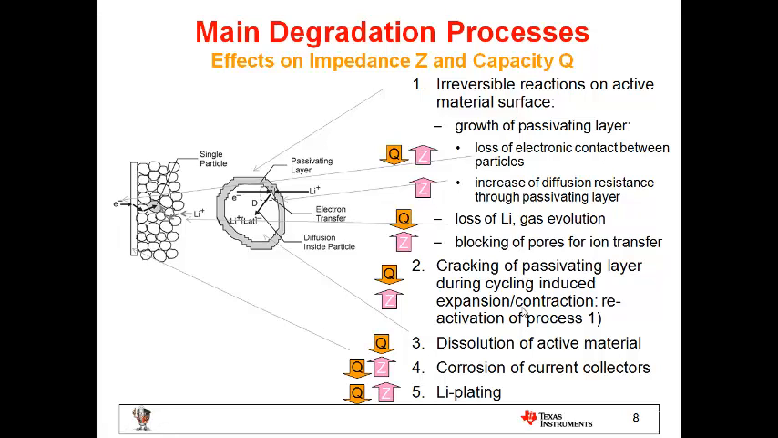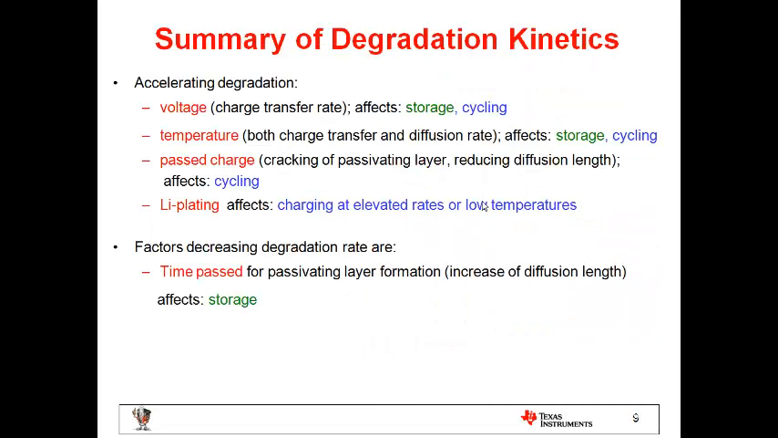There are some additional effects if the battery is operated outside of its operation range. For example, if you over-discharge it, you could dissolve active material or corrode the current collectors. And if you charge it too fast, you can have lithium plating. I will talk about it in more detail because it's a very important mechanism.